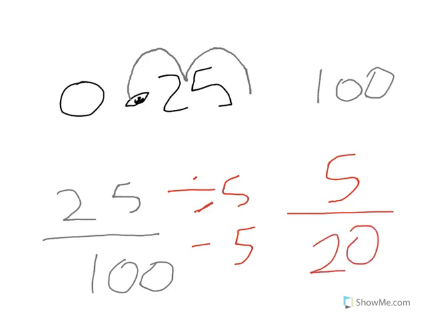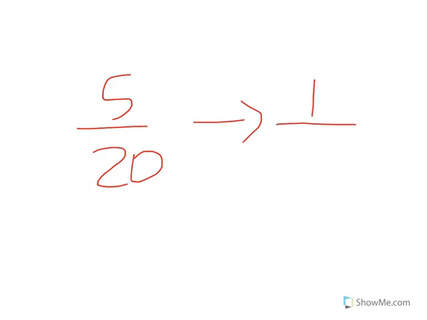And then I can further simplify them. I can divide 5/20 again by 5, right? So it will give me 1/4. That's the simplest format. So it's quite easy. Now let's do it again.